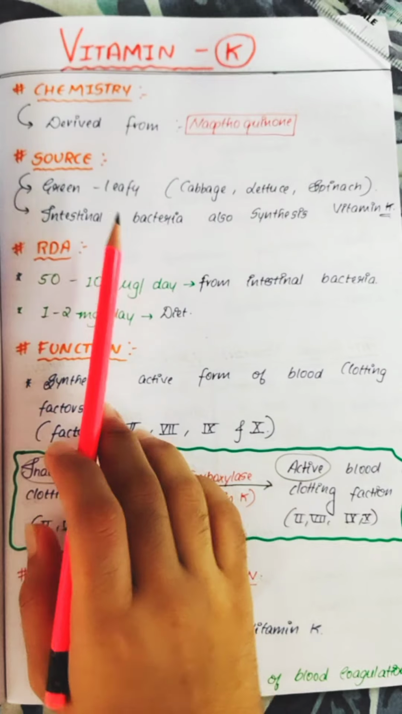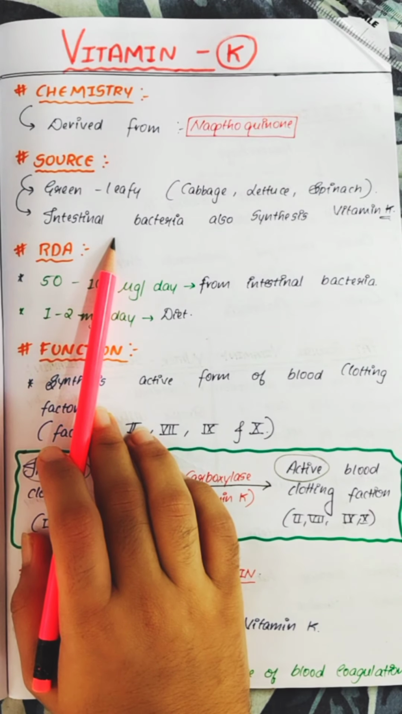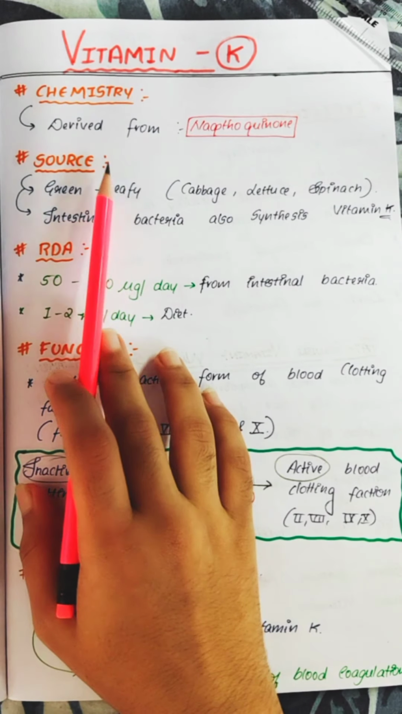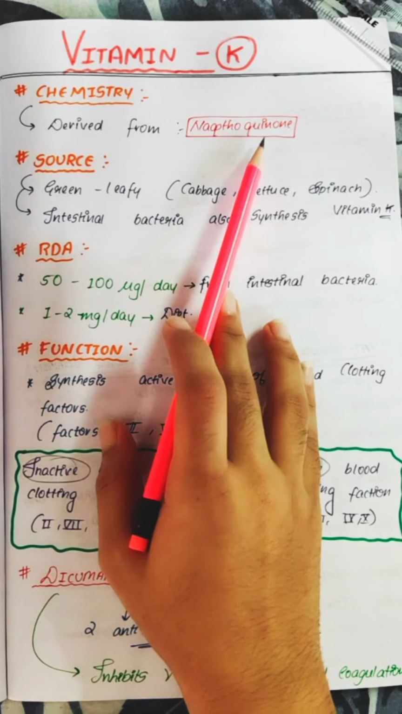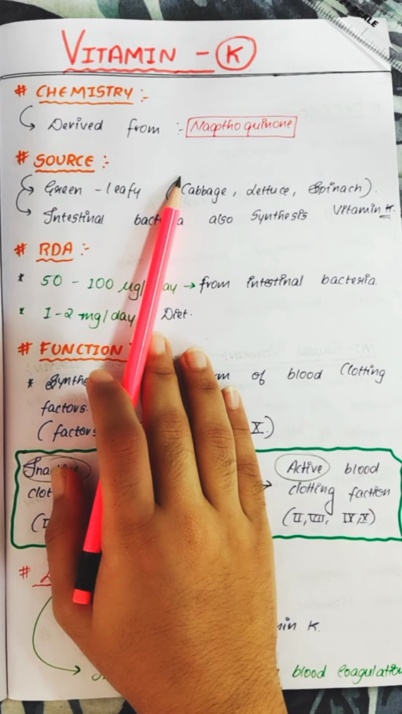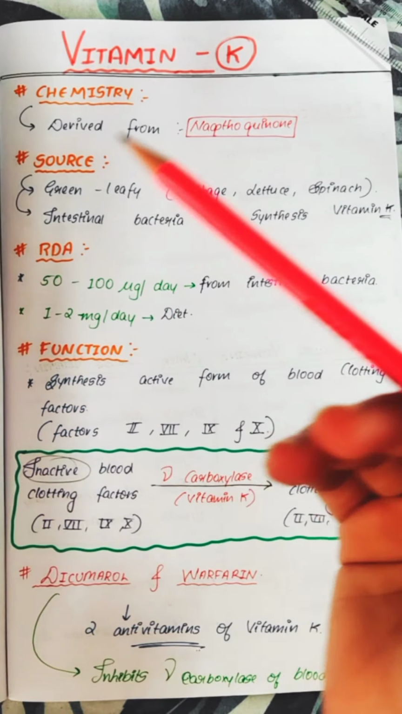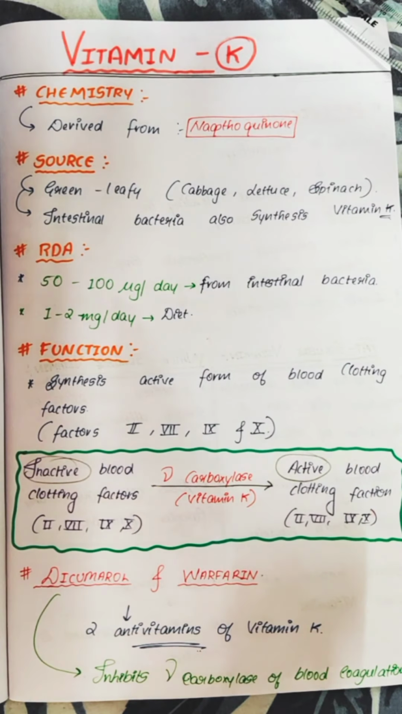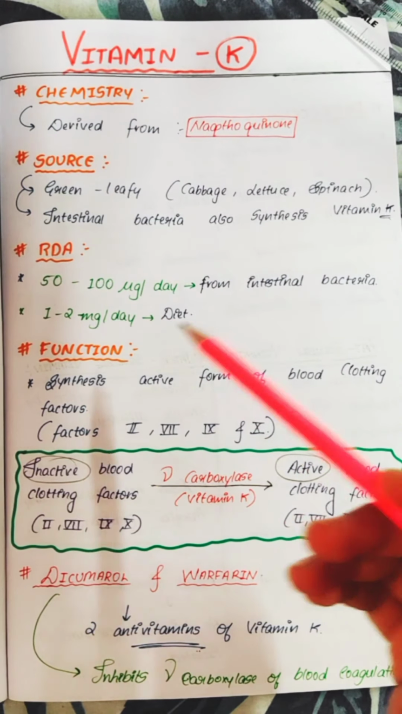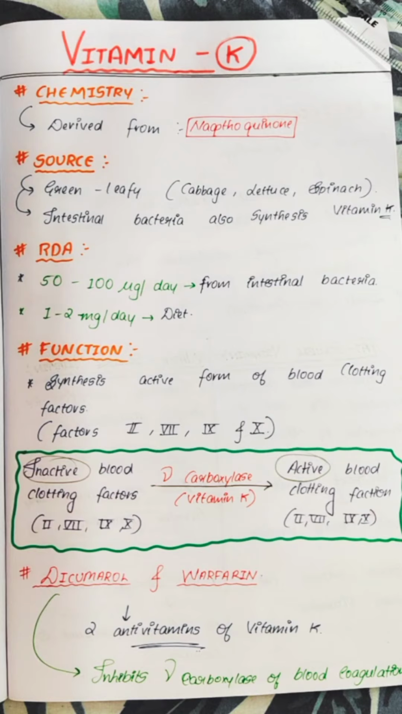So now let us look at the chemistry of vitamin K. It is derived from the compound called naphthoquinone. Then we look at the sources of vitamin K.